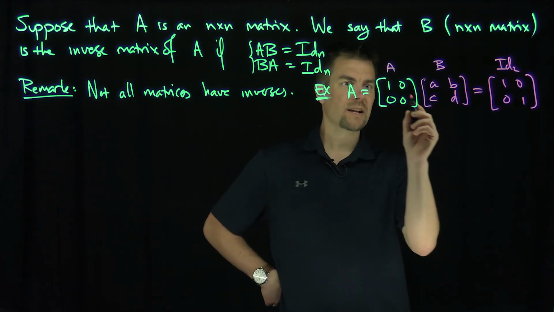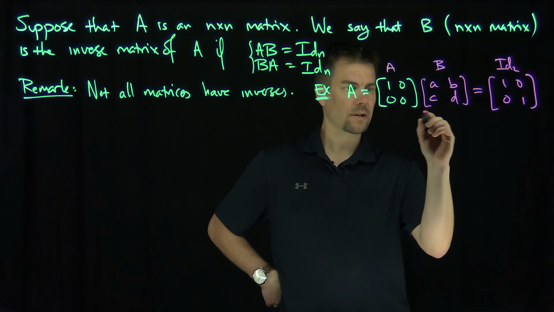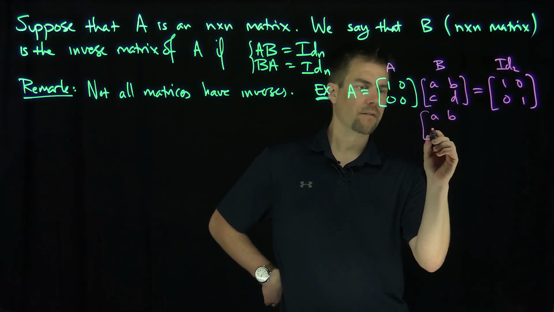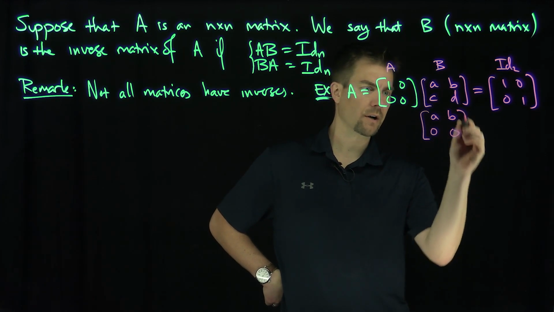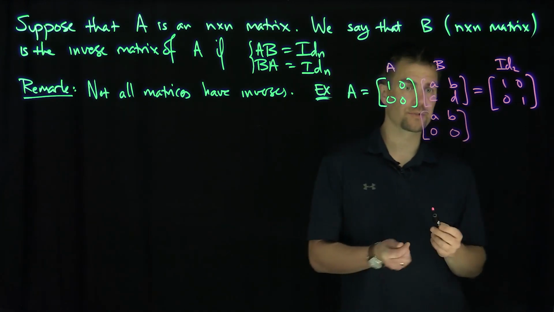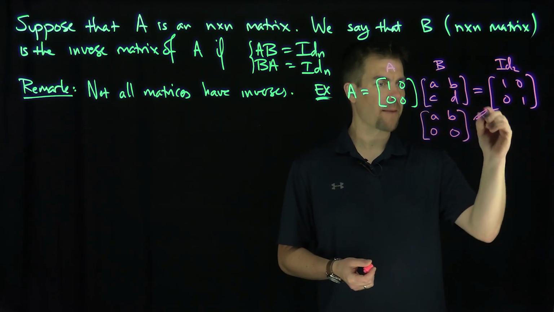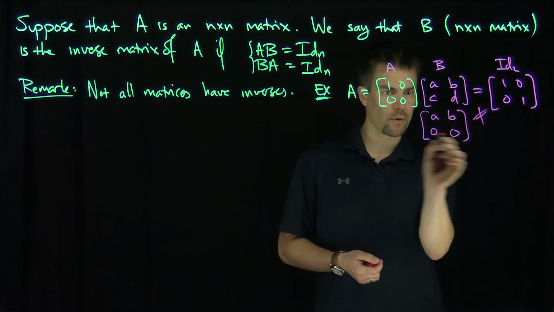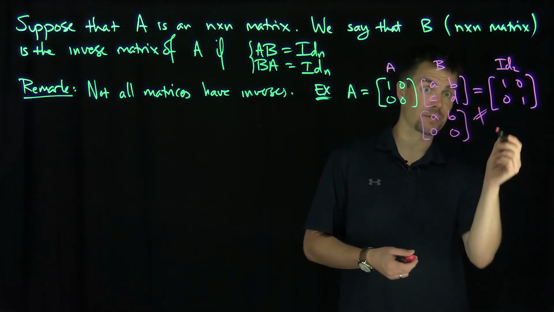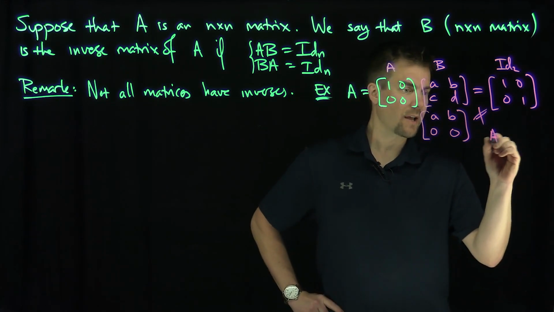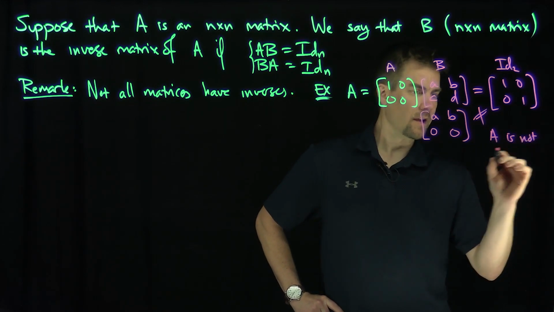Well, let's look over here. If I do A times B, what am I going to get? I'll have an a over here, then a b over here, then a 0 over here, then a 0 over here. So A times B is a, b, 0, 0, and I can see that that can never be equal to the identity, because the second row over here is 0, 0 and the second row over there is a 0 and a 1. So it's impossible. There's no inverse of A, so A is not invertible.